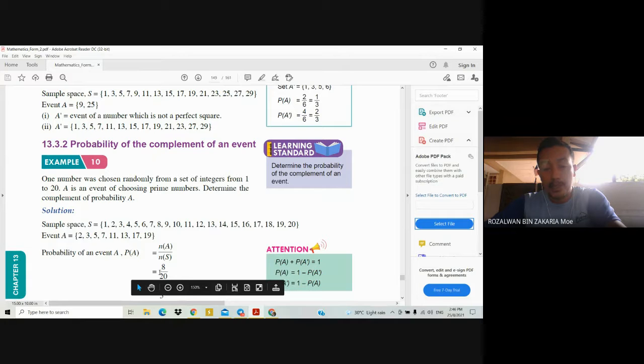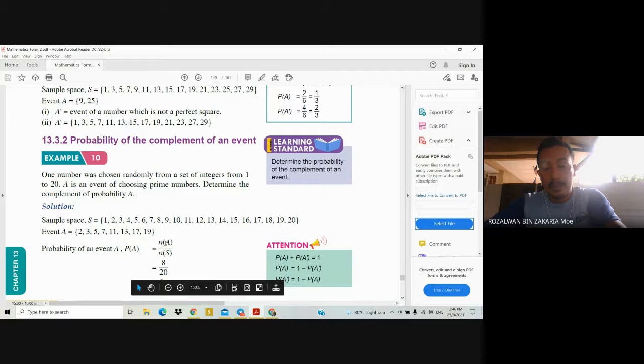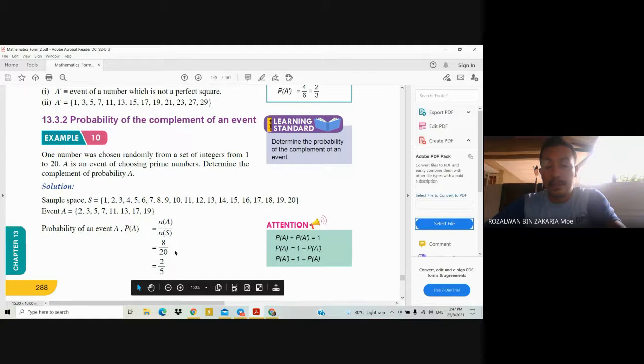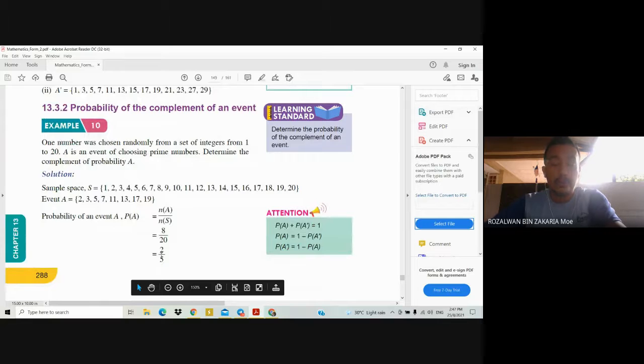So the number of elements in the event A is 1, 2, 3, 4, 5, 6, 7, 8, so equal to 8. You divide 8 by the number of elements in the sample space, which is 20: 1, 2, 3, up to 20. That is 20 elements, so you divide by 20. You can still simplify this, and you will get the answer 2/5.